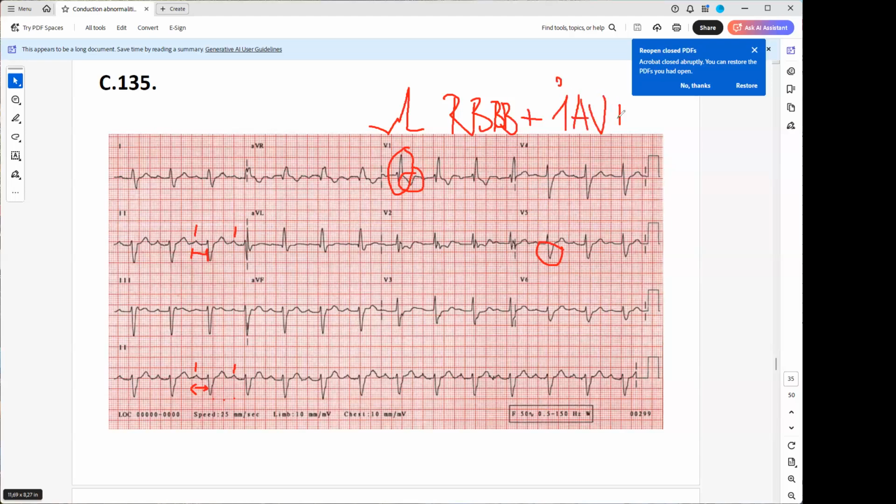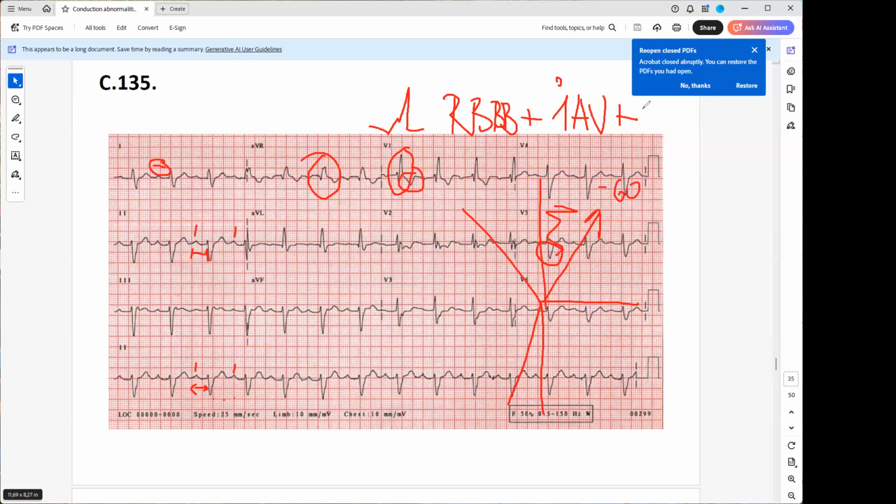Fine. Plus, what about the axis? We have a negative first lead, and aVF is also negative. So there's an extreme deviation. Extreme left. aVR is positive. So that's an extreme left deviation, meaning that it's between minus 60 and minus 90.